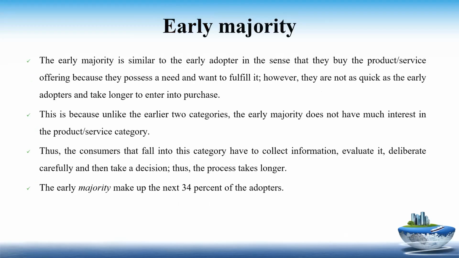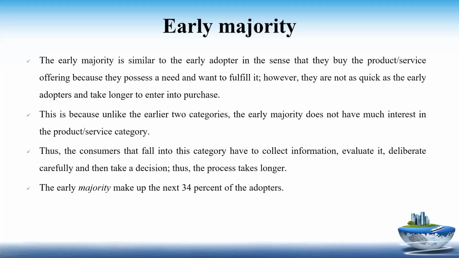Now, early majority. We have seen that a small number, 2.5%, were innovators. 13.5% were early adopters because they are adopting things early but not too early like innovators. Now coming to the majority part, that is early majority, which is 34% of buyers.